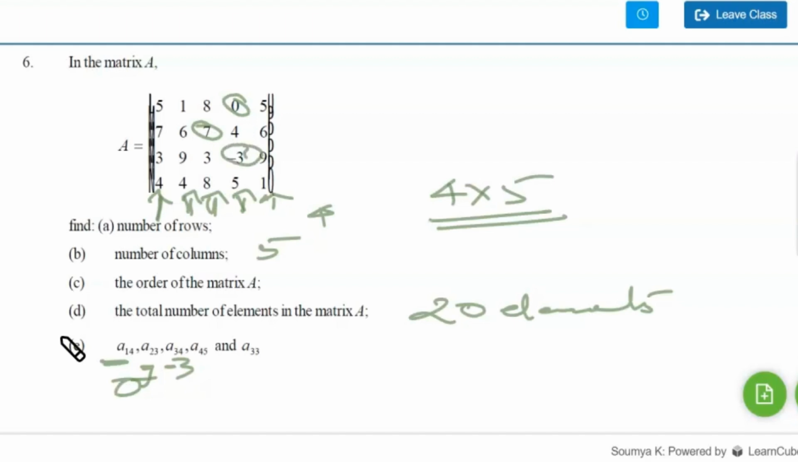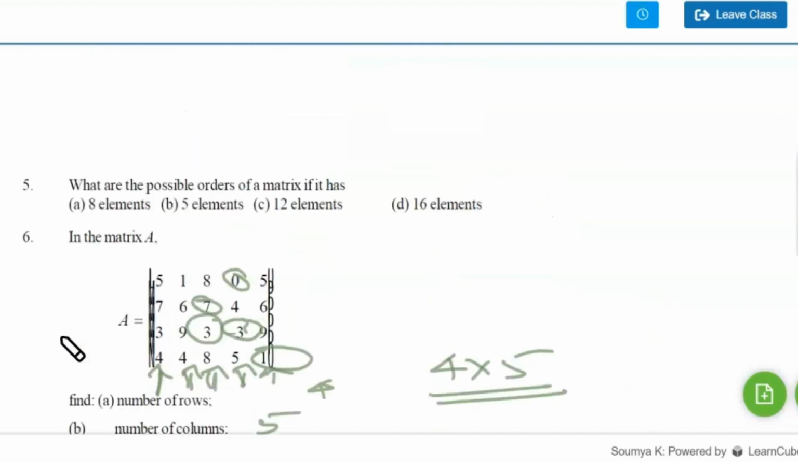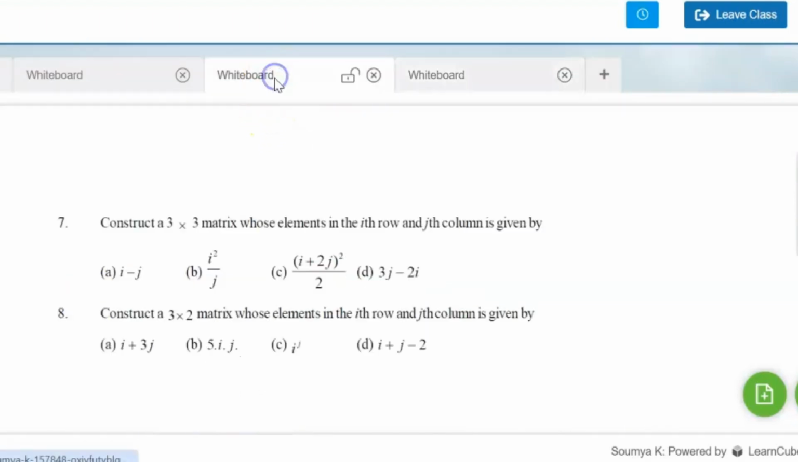A45, that is fourth row and fifth element, that is 1. A33, 33 is 3. Okay, these are the matrix availability in front of you. Next one is 7th question. You have to construct a 3 by 3 matrix where each element's I and J value is given in the questions, and you have to find out its value based on that.